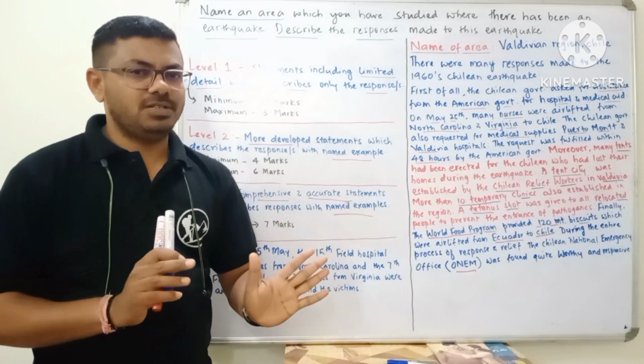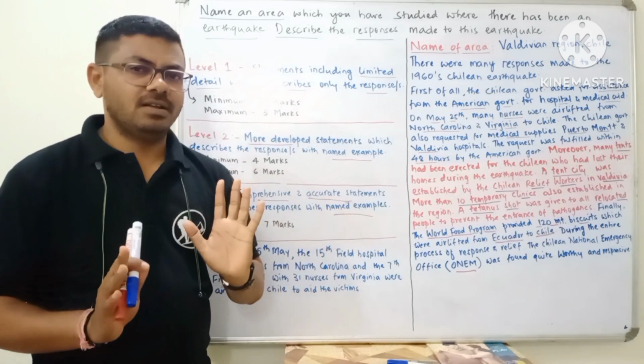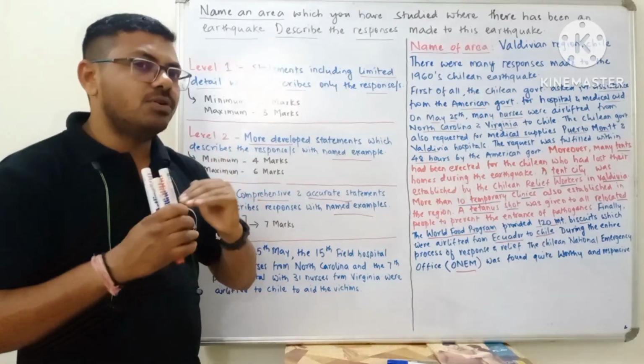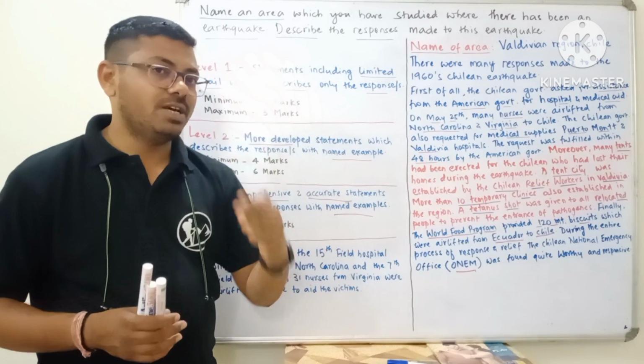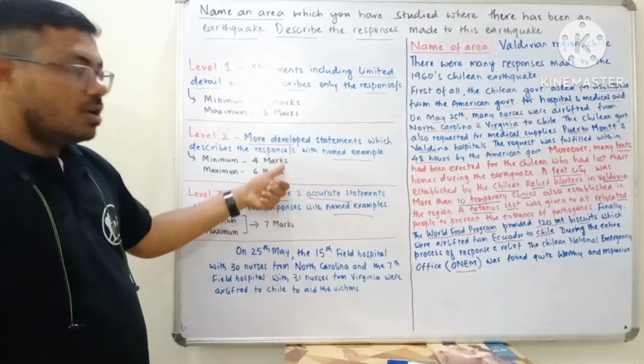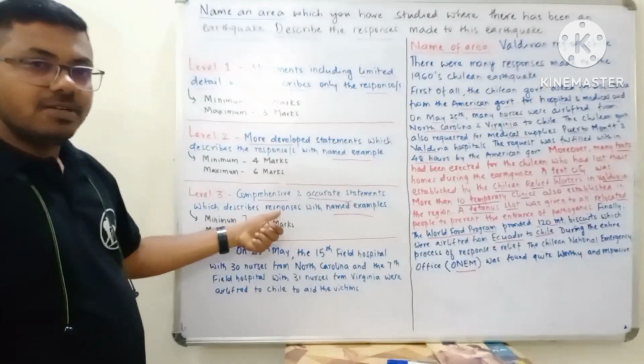Don't skip the case study question. At least 3 marks you can get. But if you really want to improve, if you really want to get 5, 6, 7 marks out of 7, then you need to work. You need to work for level 2 and level 3.